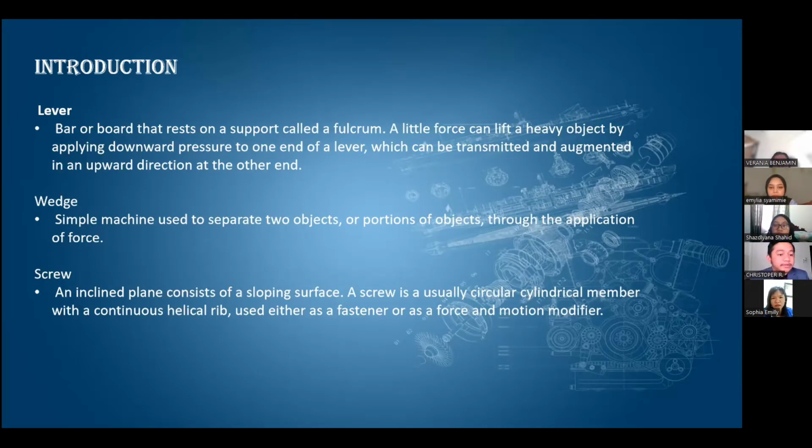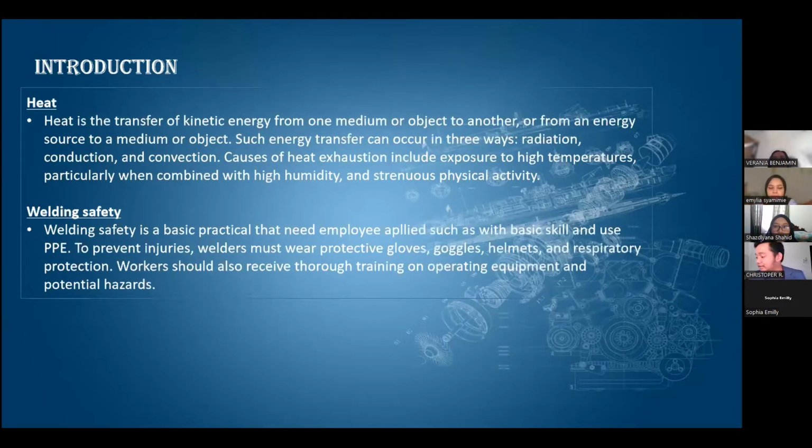The next simple machine is the wedge, used to separate two objects or portions of an object through the application of force. The last simple machine is the screw. A screw is an inclined plane consisting of a sloping surface. It is usually a cylindrical member with a continuous helical rib, used as a fastener and as a force and motion modifier.